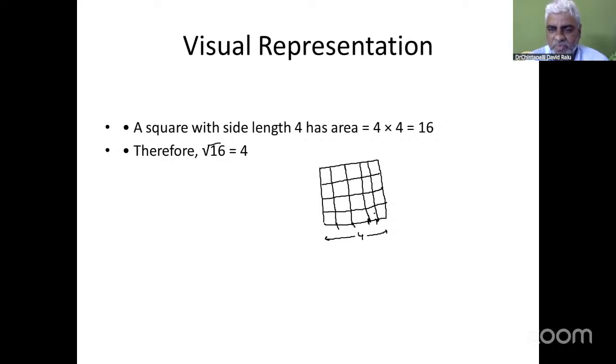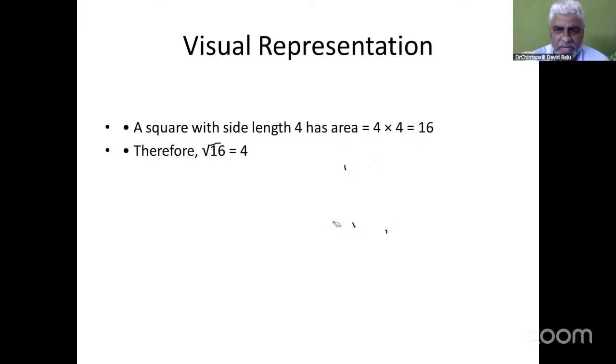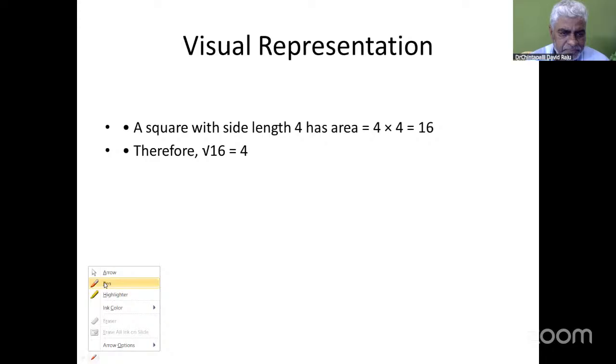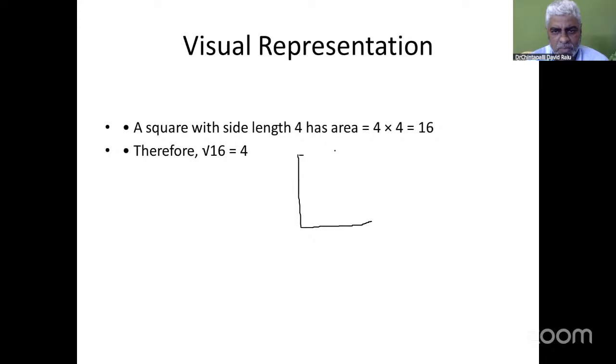1, 2, 3. Sorry. One line is extra. It's an extra line. Sorry, let me try it again. See, it is a square. The side of the square is 4 units.